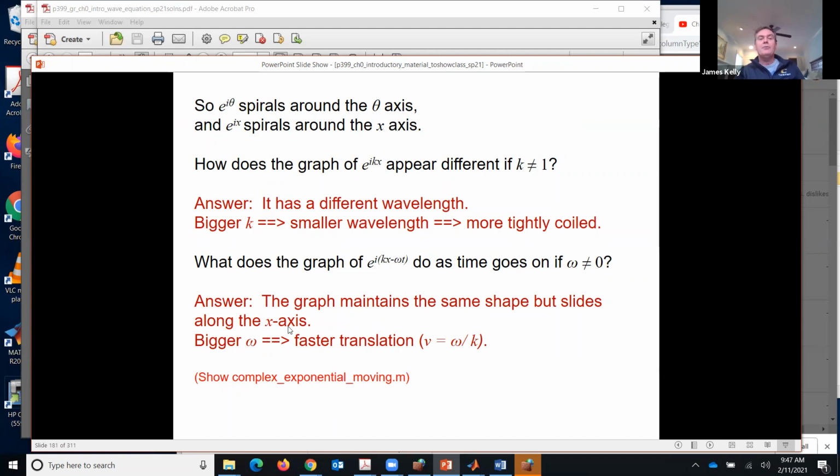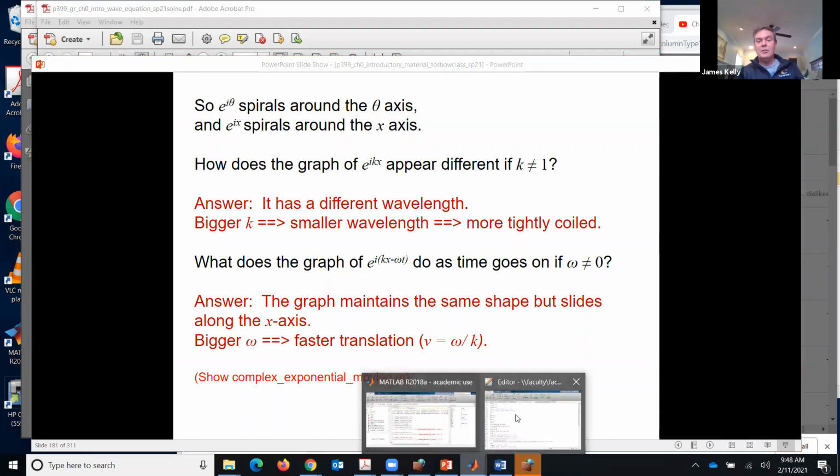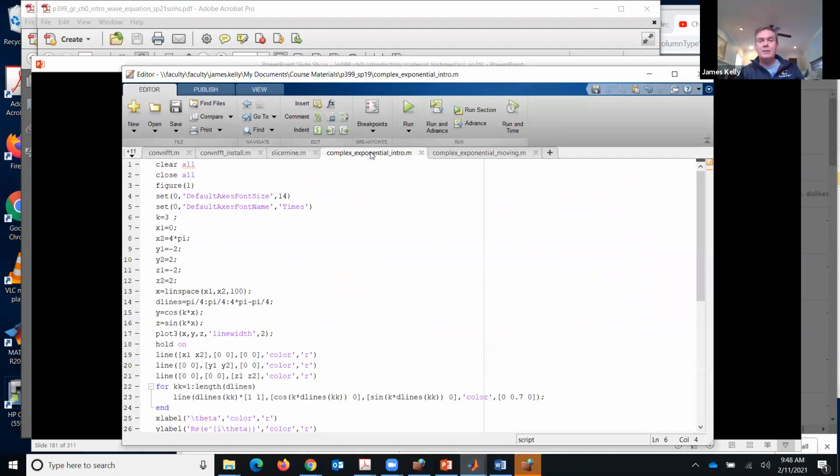So it's going to translate as time goes on, further and further to the right. And the bigger omega is, if omega is larger, then as I change t from 0 to 1 second, the number we're subtracting off is going to be larger and larger, and that's going to cause it to translate at a greater rate. So let me show you a different MATLAB kind of thing. It's going to translate the same way those cosines and sines translate to the right.